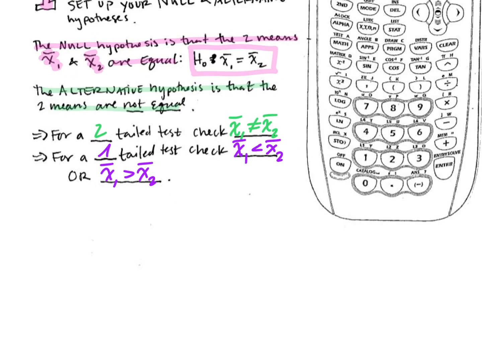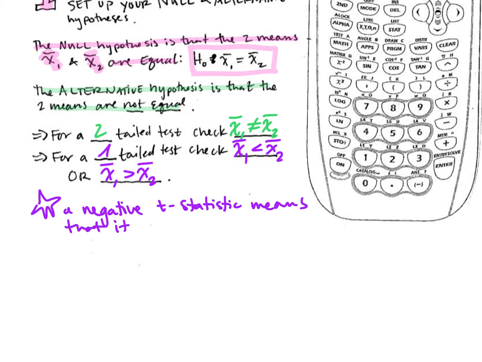I added this because it comes up in our example. It's okay to have a negative t statistic. It means that the value you're going to find lies to the left of the mean. So if you step away from this and come back and you're like, oh no, I have a negative number, it's totally valid, it's okay.